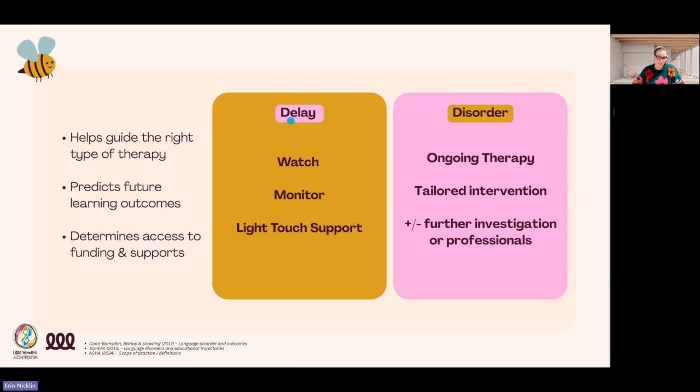This distinction between delay and disorder is also really important for funding and school supports as well. So a diagnosis can open the doors to things like NDIS support, although I say that cautiously because there's a lot of change in that space happening, but learning support in schools and adjustments in the classroom as well. So when we say delay versus disorder, it's really not about the label. It's really about planning for the right help at the right time for the best outcomes and getting the supports that that child needs.